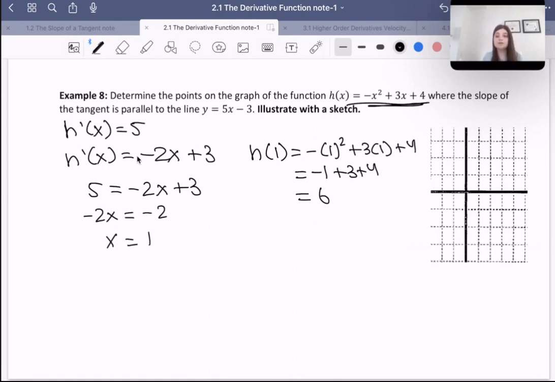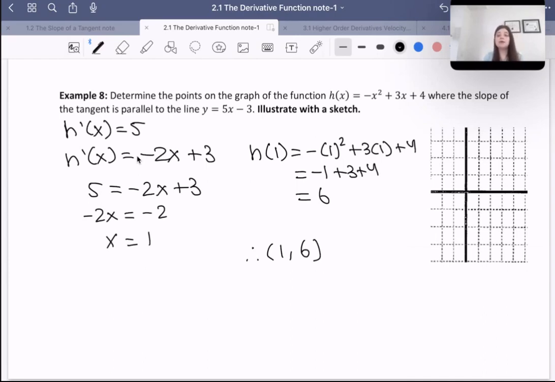All right, it also says to illustrate with a sketch. I don't think that part is that important, but what they mean by that, if we wanted to go through with that, is to go ahead and sketch the quadratic, and then also sketch the approximate tangent line showing that the slope looks like it's about 5 there, as it's parallel to this other line, which is 5x minus 3. All right, very good.